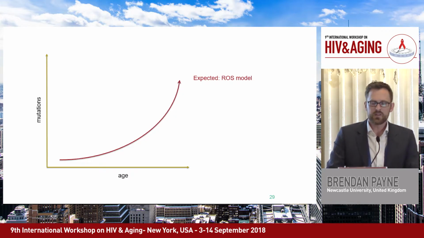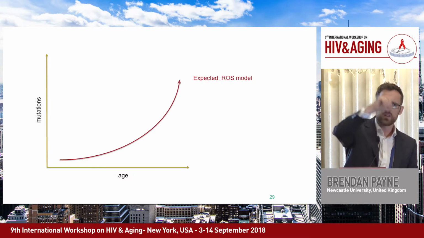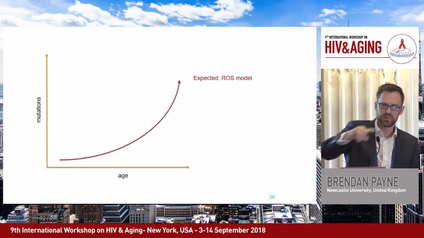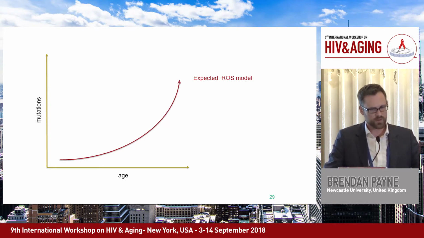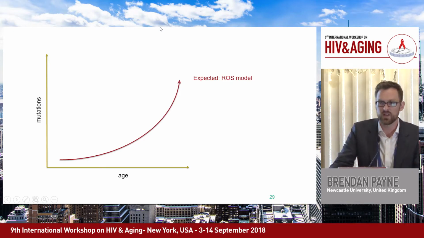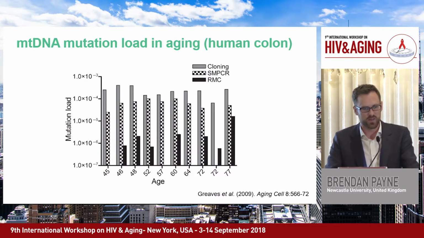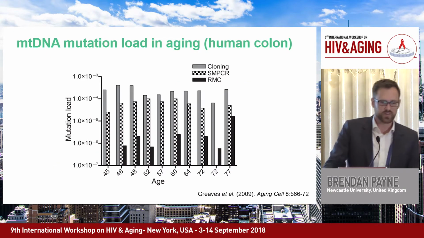Now, if you think about it, anything where you have a kind of positive feedback loop like that should result in an exponential increase in that parameter, so in this case, aging. So of course you can test, do you see that? And the bottom line, of course, is actually no, you don't.